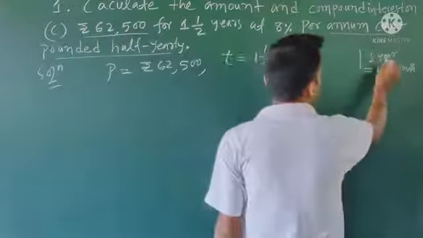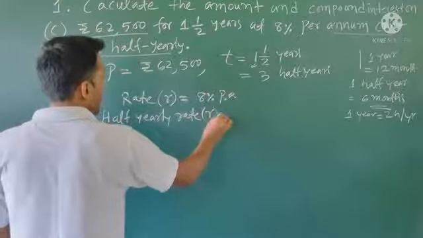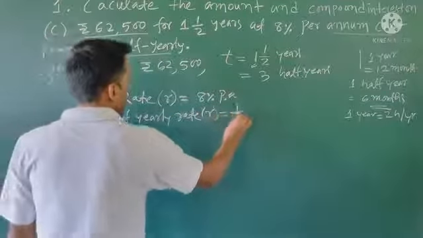Next, rate. Rate given is 8% per annum. So per annum rate is 8%. So what is the half yearly rate? Half yearly rate will be half of 8%. 2 4s are 8. So half yearly rate will be 4%.